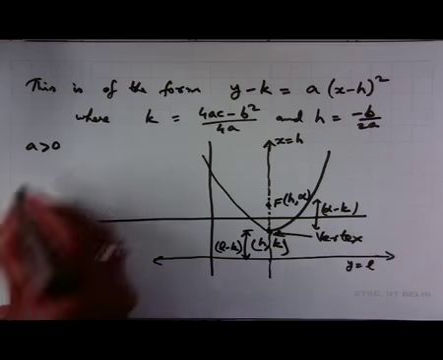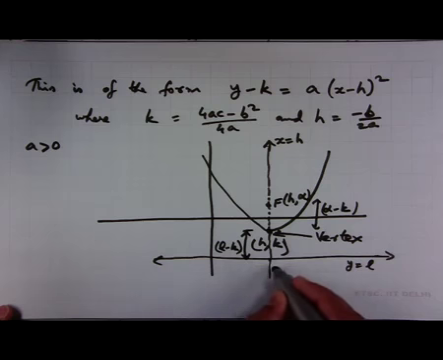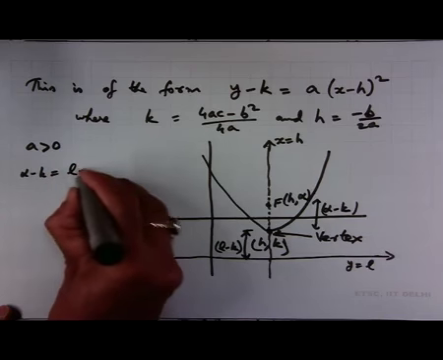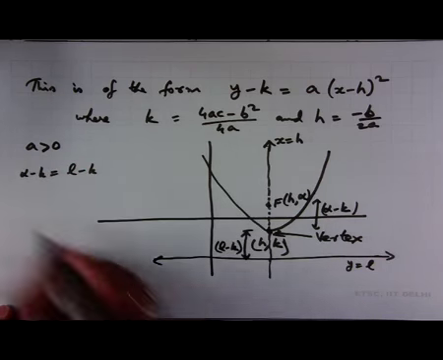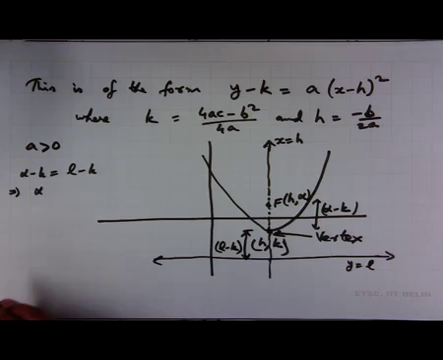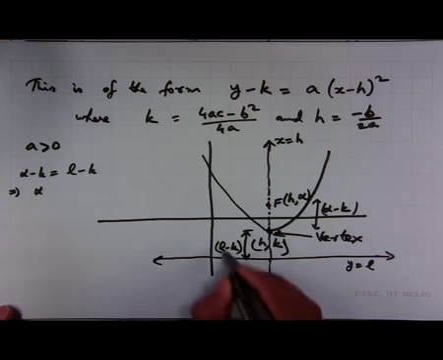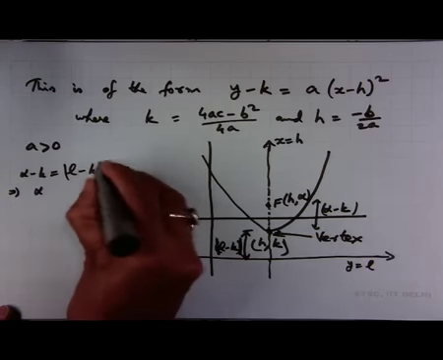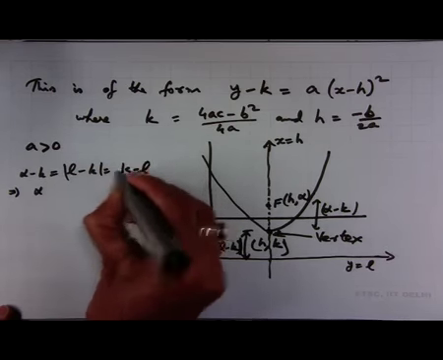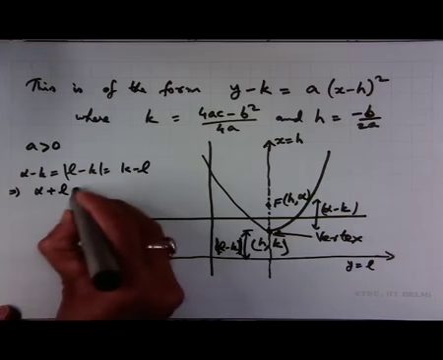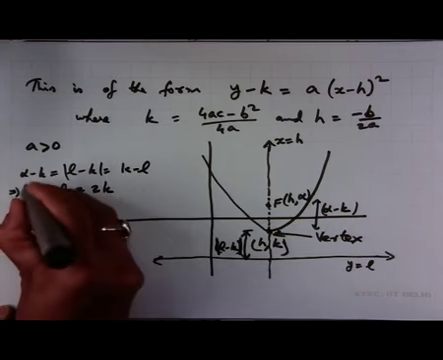Because the vertex of the parabola is equidistant from the focus and the directrix, we have |alpha minus k| equal to |L minus k|, which means alpha minus k should be the mod of L minus k. So this is k minus L. So alpha plus L is equal to 2k. This is one equation we get.